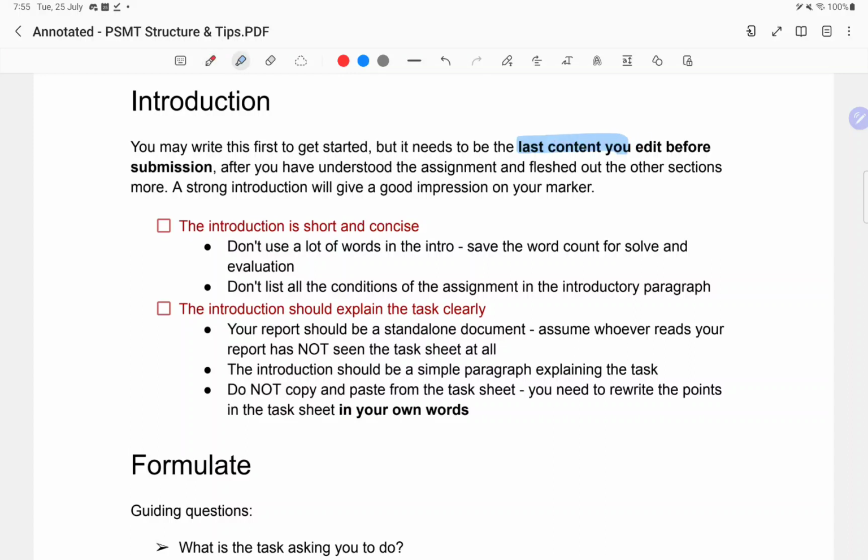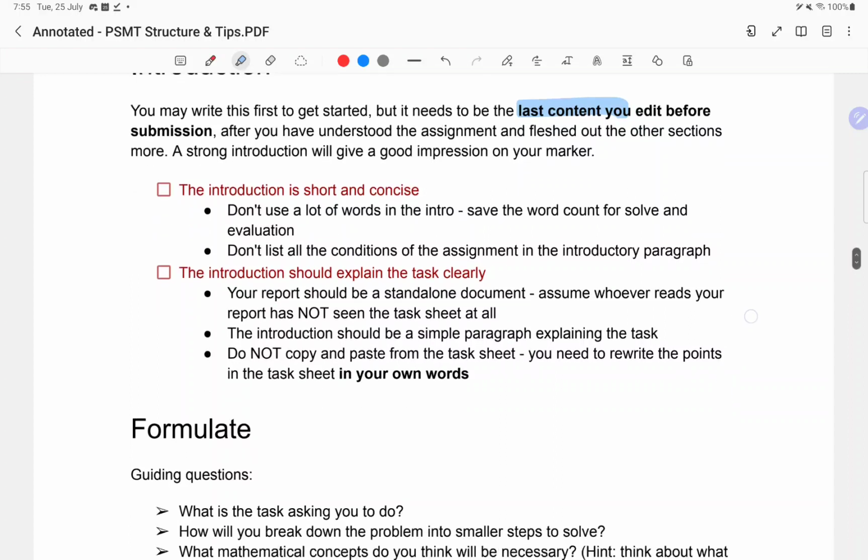Introduction. Write this one last. Don't start with the introduction, please. Because the introduction has to introduce everything you will do later. How do you know what you're going to do later until you have done everything? And sometimes at the start of an assignment, you don't even really know what you're doing. Exactly. Why do you write the introduction first?